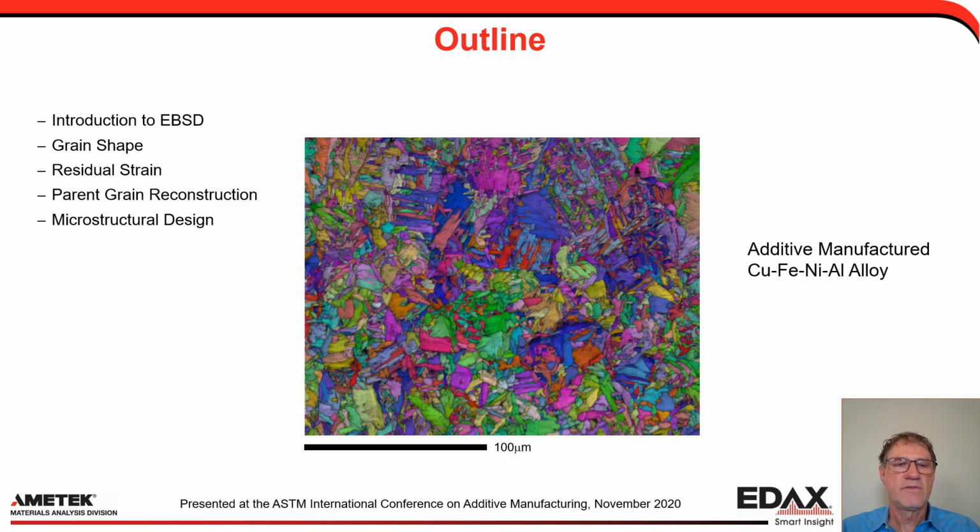Our outline is going to be as follows. We'll do a brief introduction to EBSD. I'm hoping and assuming most of you are familiar with EBSD at this point, as it has been around for quite some time now. Then we'll talk a little bit about using EBSD to characterize grain shape, residual strain, as well as elastic stress and strain. And we're going to look at something in terms of parent grain reconstruction, which I'll explain in more detail later. And also then get to the aspects of microstructural design, which I think is a real exciting area for additive manufacturing and EBSD together.